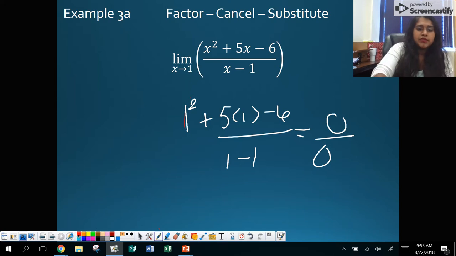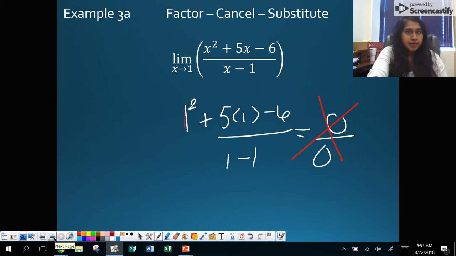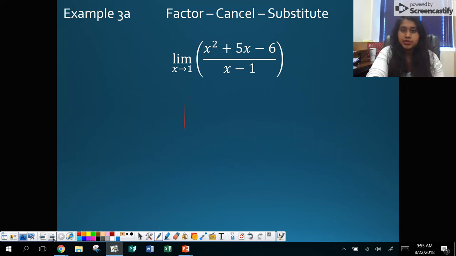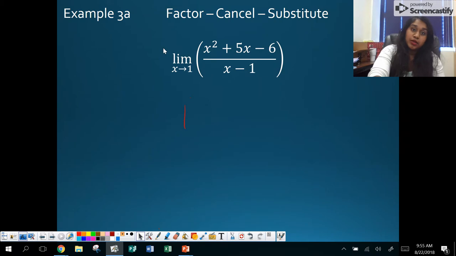And what does that mean for me? That's an indeterminate form. 0 over 0 is a major crazy concept in math. So that is something that we cannot have. We don't like 0 over 0, and we definitely don't like 0 in the denominator. So let's try a different approach. Follow up top. We're going to factor, cancel out, and substitute.